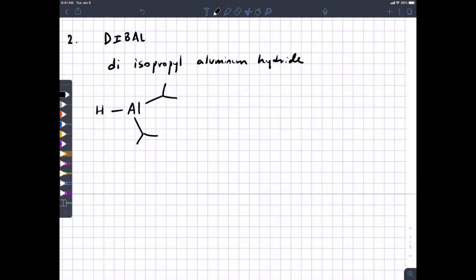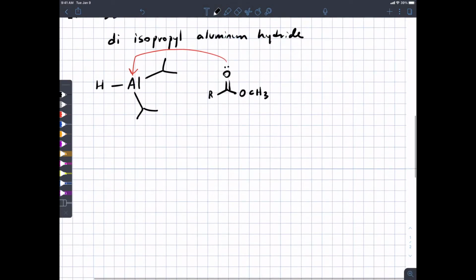What happens is first, if you bring this into the presence of a carbonyl compound, let's say this methyl ester, the lone pairs on the carbonyl oxygen attack the empty p orbital that's on aluminum. Remember, aluminum, same column of the periodic table as boron. Aluminum bonded to three things would be sp2 hybridized with an unhybridized p orbital on that aluminum. That is the lowest unoccupied orbital of that molecule, and therefore the place where electrons will go if we have a nucleophile.